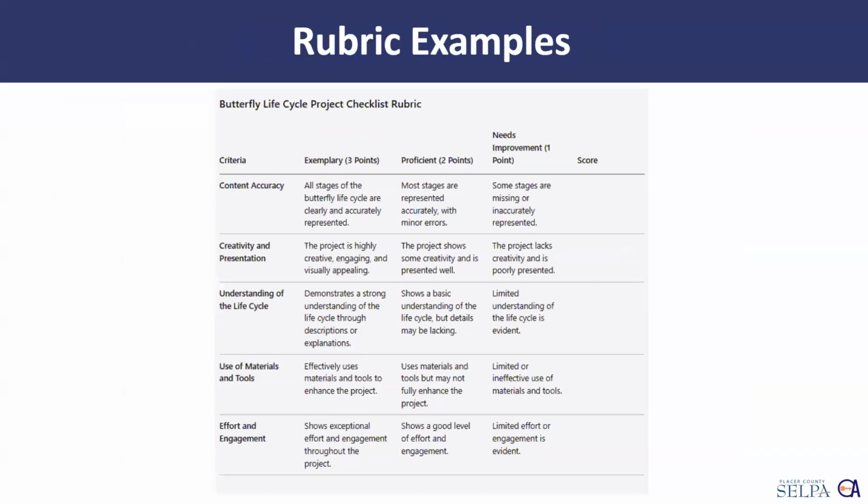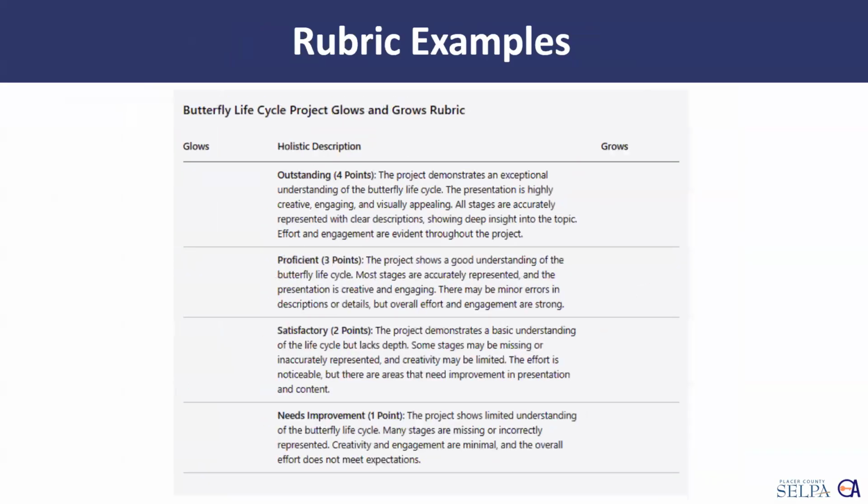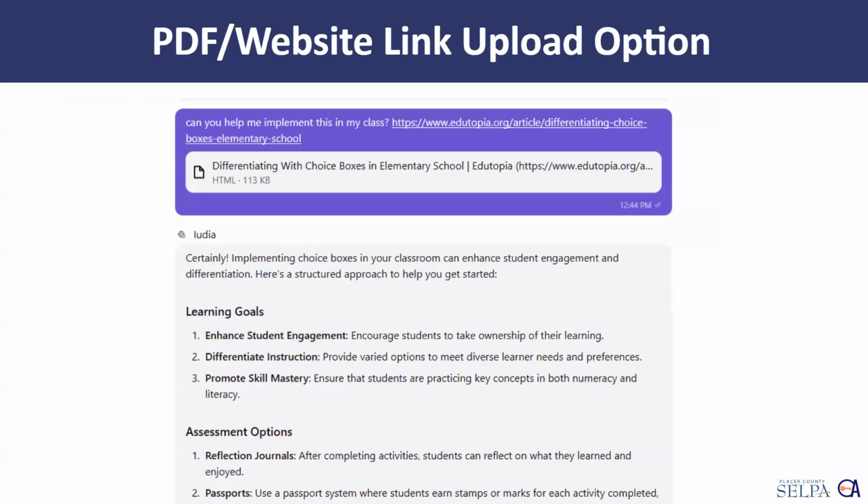And then connected to this choice board are some rubric examples. This is a checklist rubric, a holistic rubric, some glows and grows rubrics. And then finally, one feature that I really want to make sure I share because it is very helpful. You can upload PDF documents or links to articles from websites, and LUDIA will digest that content. So in this particular example, I put a link into an Edutopia article that's focusing on differentiating with choice boxes in elementary school and asked if it would help me implement in my class. Obviously, it needs a lot more information to actually give me what I need, but I just wanted to share this feature.